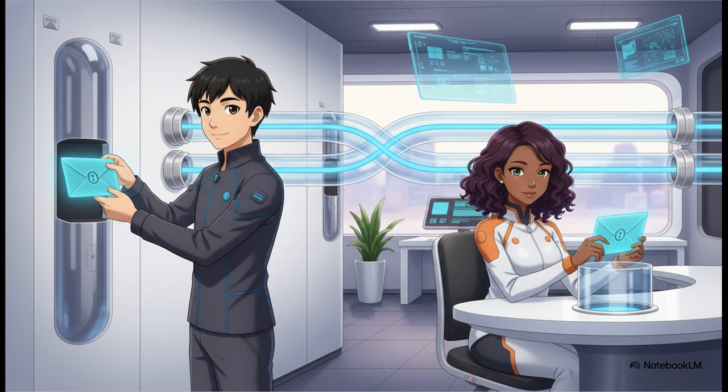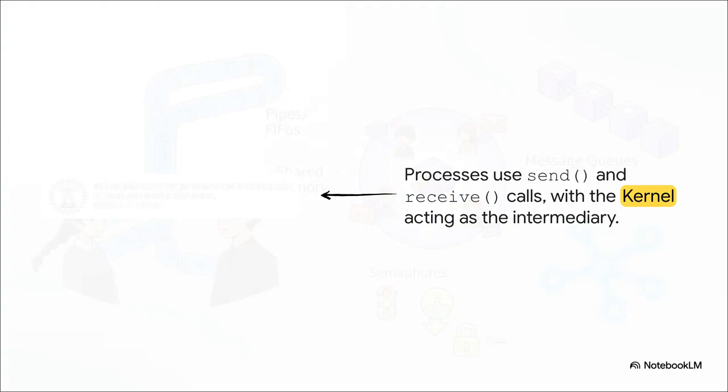Instead of scribbling in a shared space, you write a clear, distinct letter. You put it in an envelope and you drop it off at the mailroom for a specific person to pick up. So look at this. The processes never, ever talk to each other directly. Instead, one process uses a send command to give a message to the kernel, our trusty mailroom manager, who holds onto it. Then, whenever the second process is ready, it uses a receive command to go pick it up. The kernel is the middleman here, making absolutely sure nothing gets lost or overwritten.